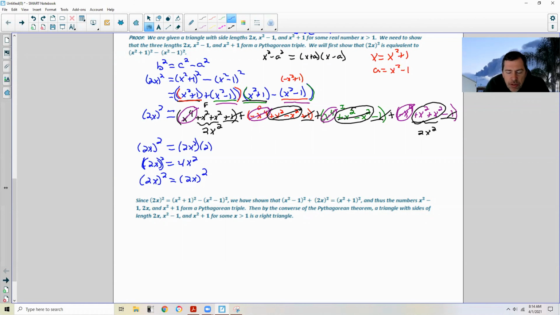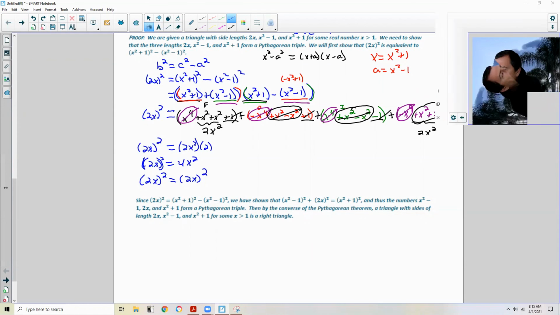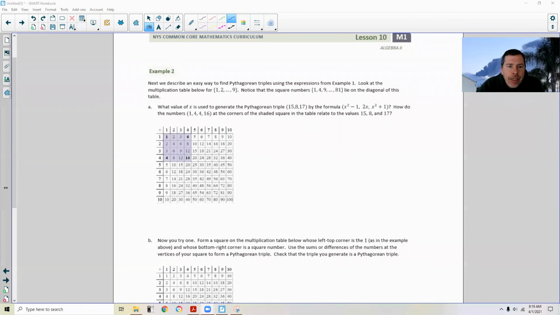Then by the converse of the Pythagorean theorem, a triangle with these 3 side lengths for some x greater than 1 is a right triangle. Okay, page 2, example 2.